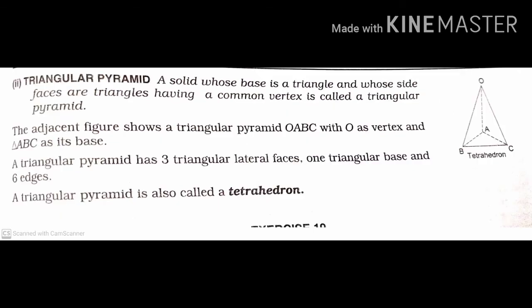Next shape is a triangular pyramid. A solid whose base is a triangle and whose side faces are also triangles having a common vertex is called a triangular pyramid. The adjacent figure shows a triangular pyramid OABC with O as a vertex and triangle ABC as its base. A triangular pyramid has 3 triangular lateral faces, 1 triangular base and 6 edges. It is also called a tetrahedron. Okay. In senior classes, you will later on learn that a carbon atom has a tetrahedron shape.